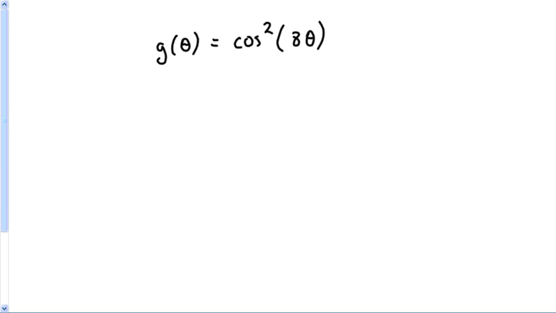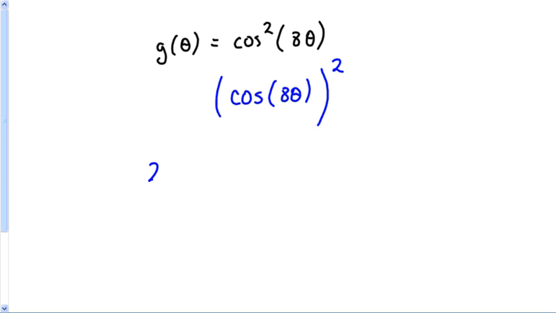What is this? G of theta? So somebody wants us to take a derivative with respect to theta. All right, well, that's no problem. It's just notation. Now, first of all, when I see this, I don't see product rules. All I see is I want the derivative of cosine squared 8 theta, which means I'm going to rewrite it like this. So this is how I'm going to work it. This is just a chain rule question.